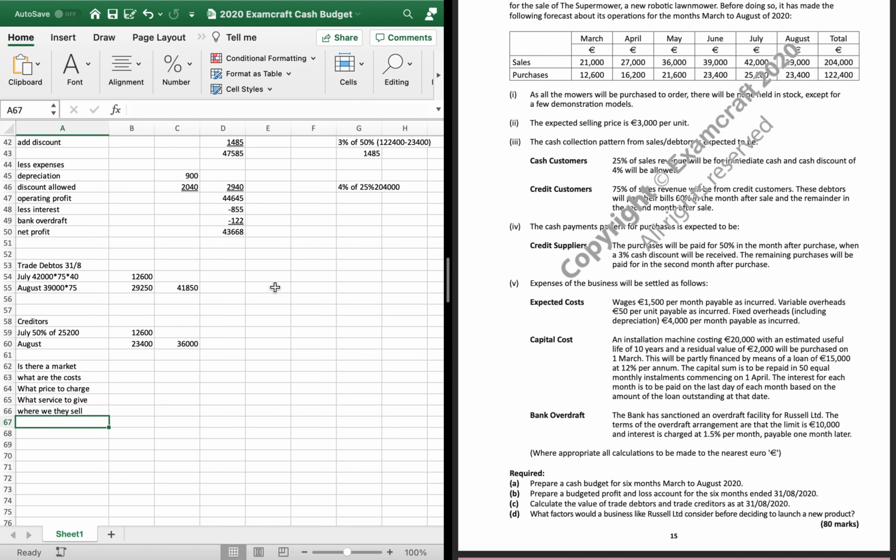So that's that. I hope that works out. Just might look back over that trade debtors and trade creditors again. It's how much is owed. It's how much of our sales is owed to us at a certain point, and how much of our purchases do we owe at a certain point. That's what we're looking at.